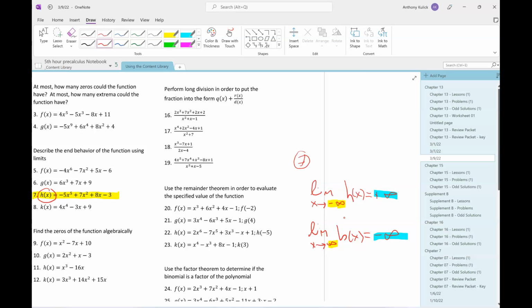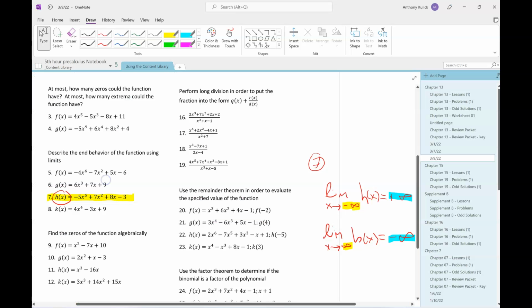To describe the end behavior, can I just write like as x approaches infinity, or do you have to write...? Well, it says using limits in the direction. Okay, so that's limit notation. Yep. I mean, that's what you did last year. That's what he's asking, like, why do I have to use a different notation?